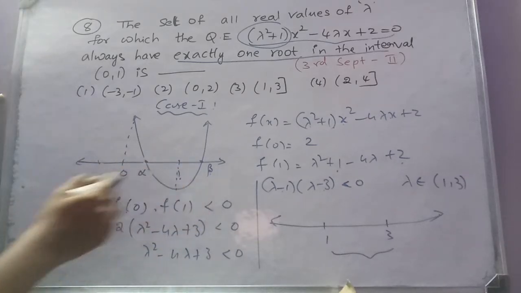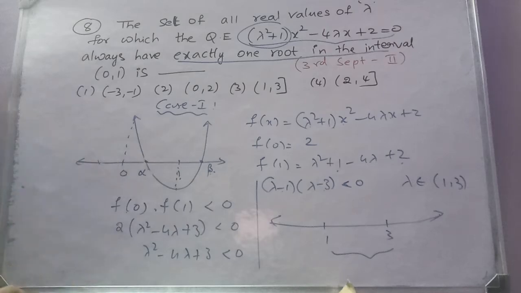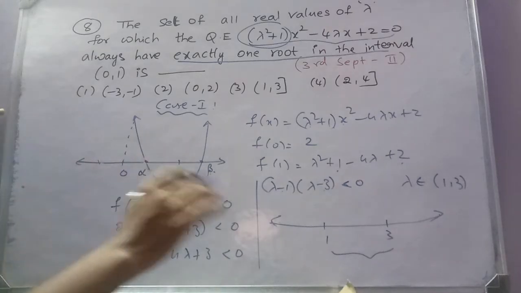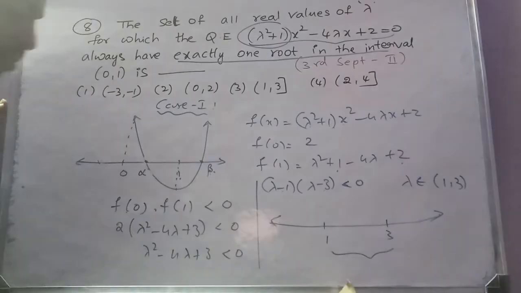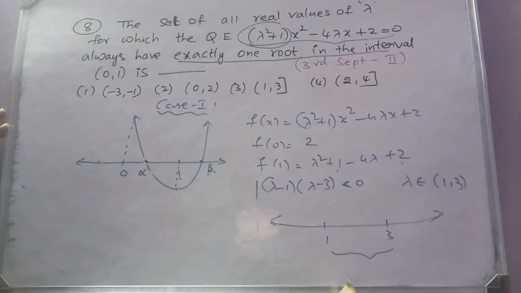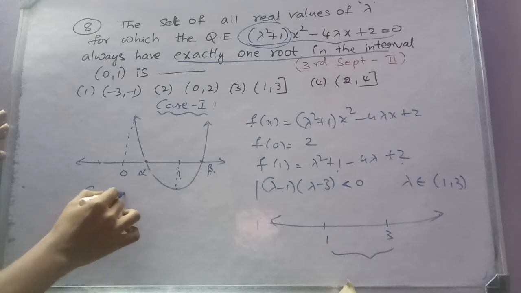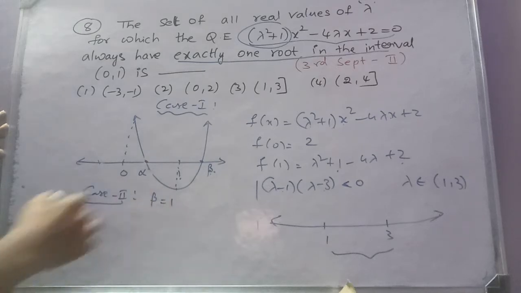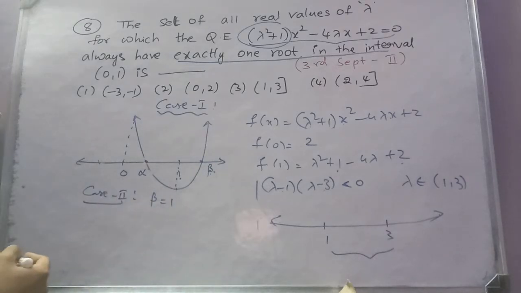The other root can be equal to 1. So if beta is equal to 1, that is case 2. Anyhow, I am erasing this. So if you go for case 2, where beta can be equal to 1, since the root is 1, what happens?